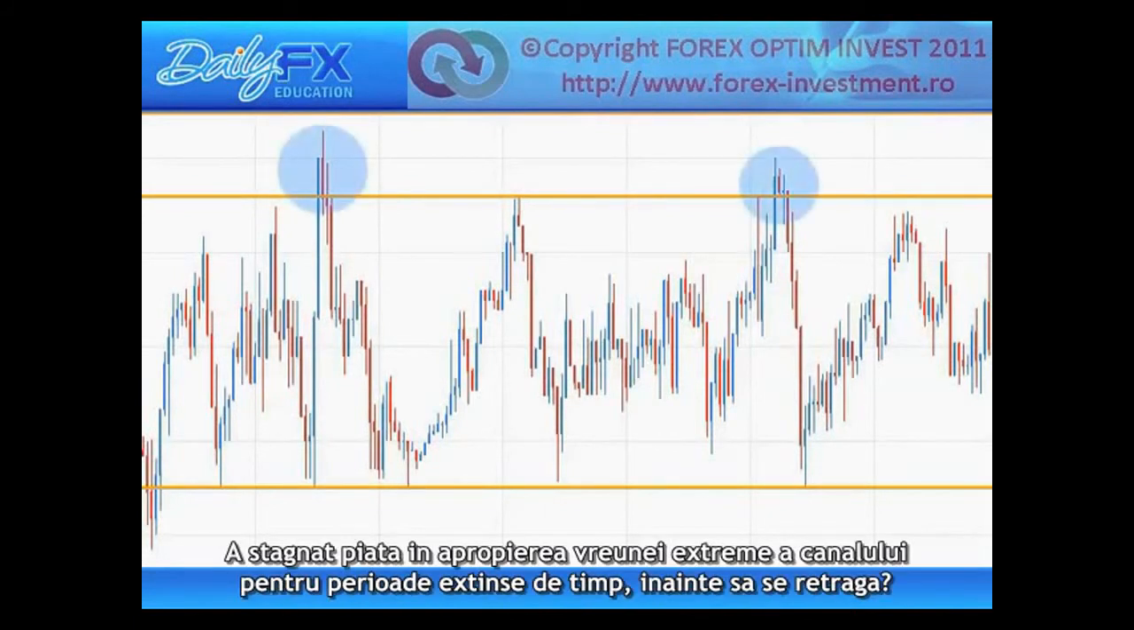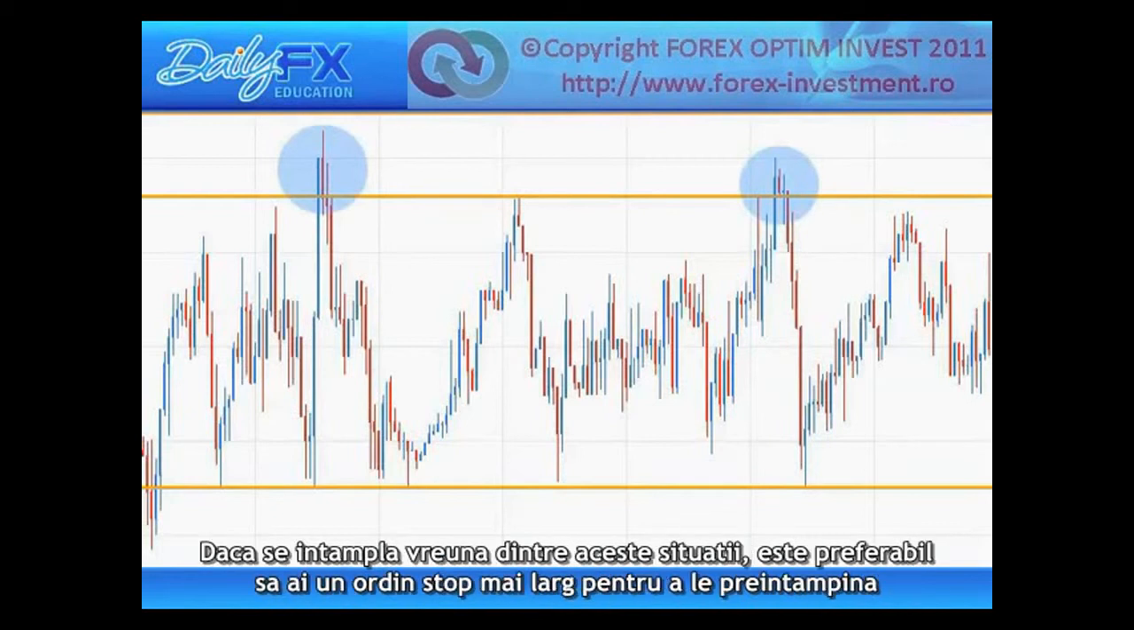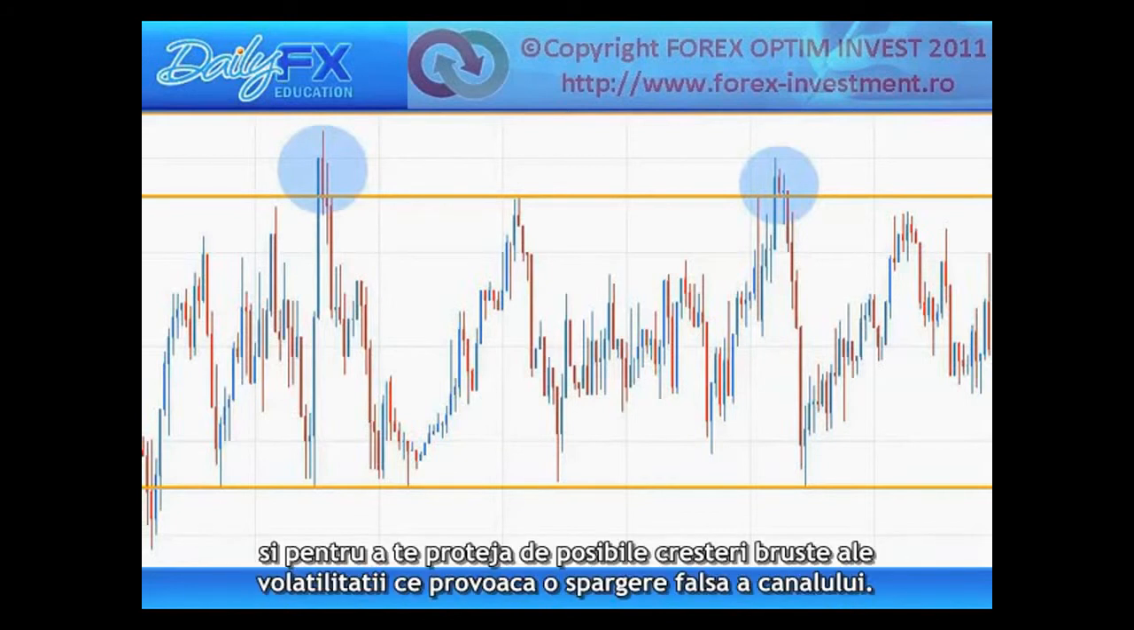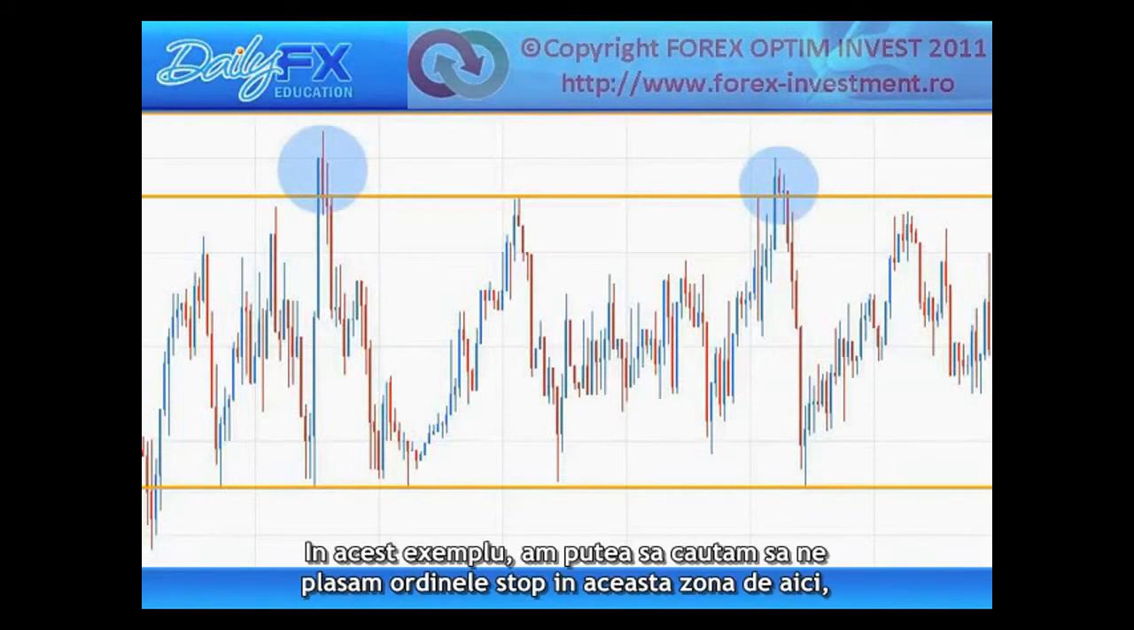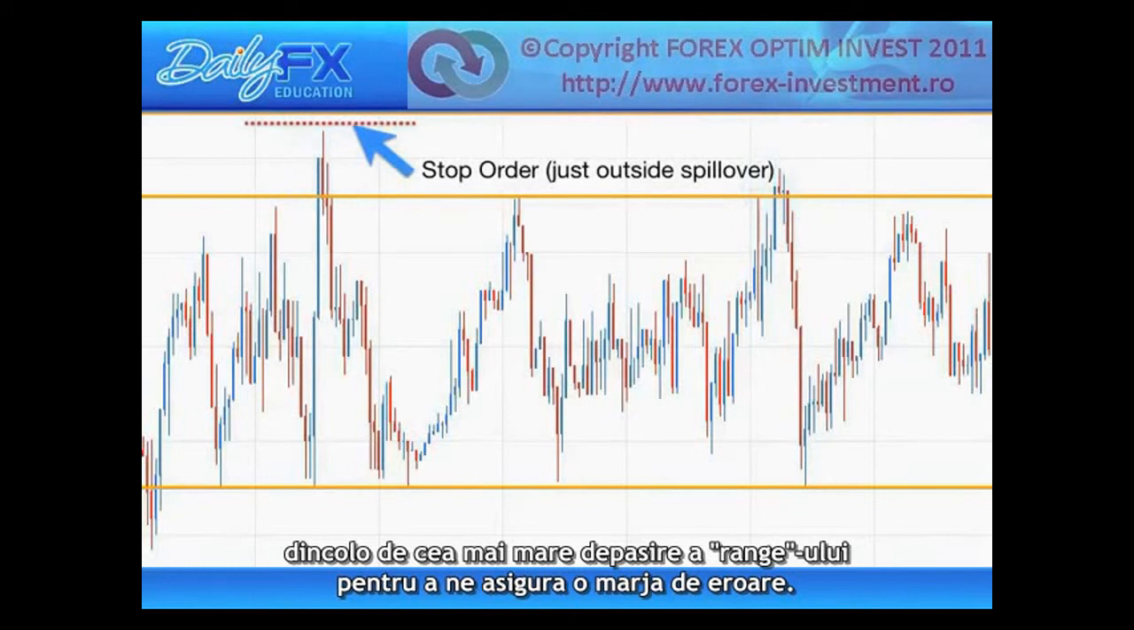Has the market stalled at the extreme of its band for an extended period of time before retracing? If either of these cases comes up, we'll want to place a wider stop to account for any tails or possible surge in volatility that presents a false breakout. So in this example, we might want to set our stop somewhere in this area here, beyond the deepest spillover, to give ourselves a bit more cushion in the trade.